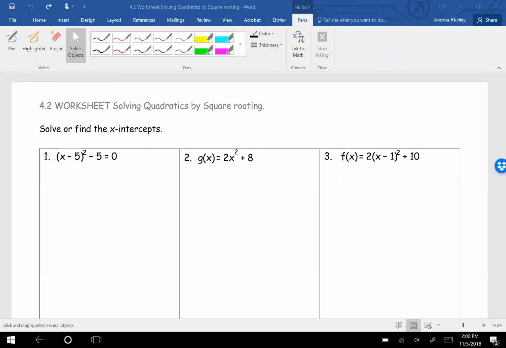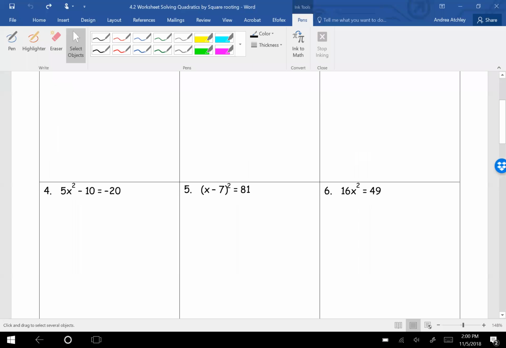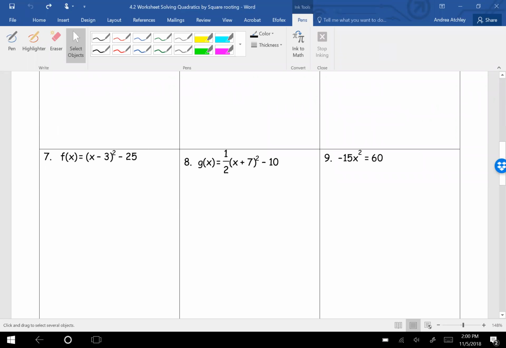Okay, here I'm going to go over a couple problems from 4.2, solving quadratics by square rooting. So we learned how to solve a quadratic by factoring, but now it's not always the best option. Sometimes we're going to need to square root it. So I'm going to do problem, I think number 8.